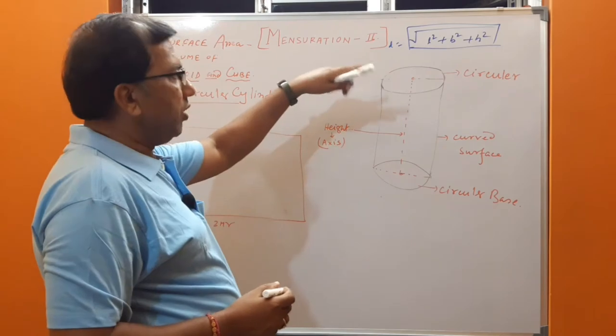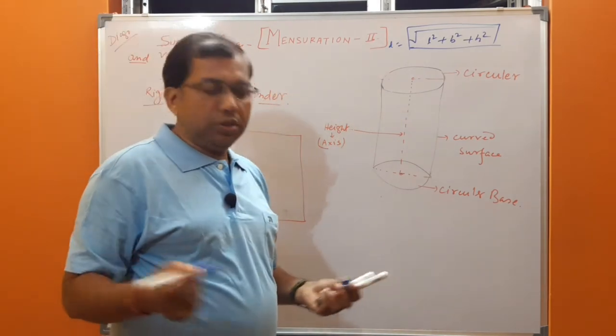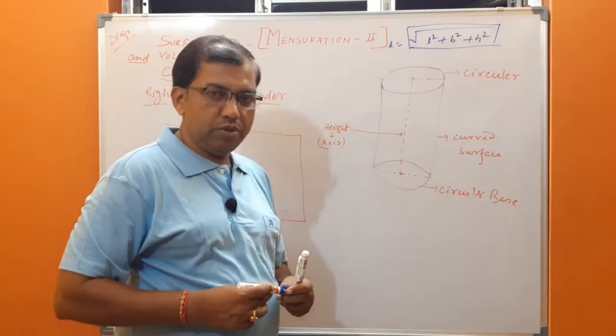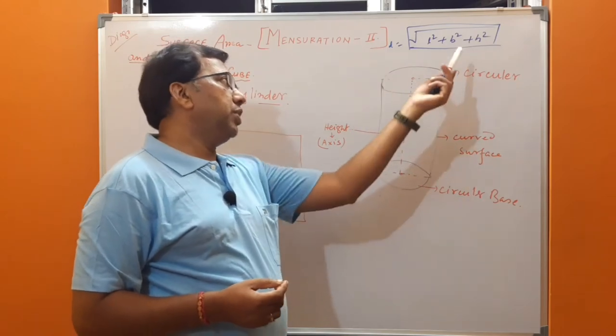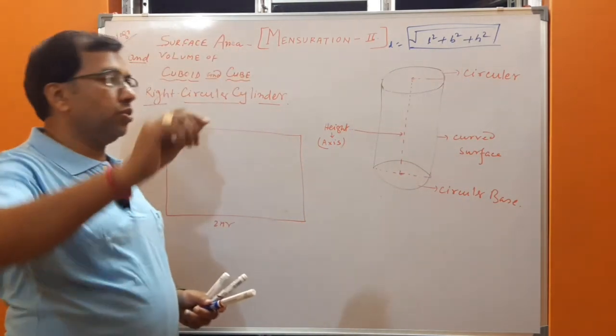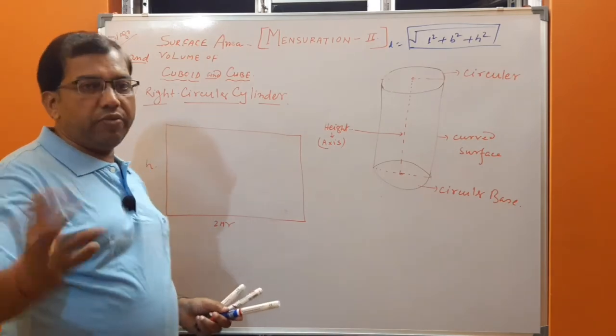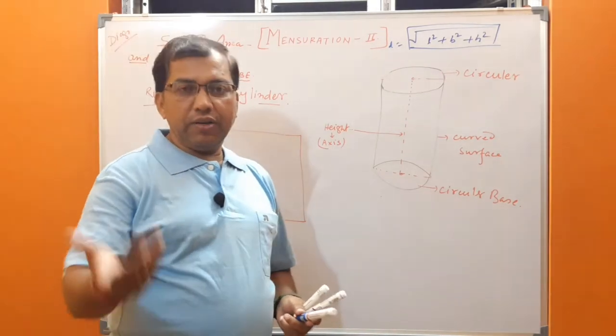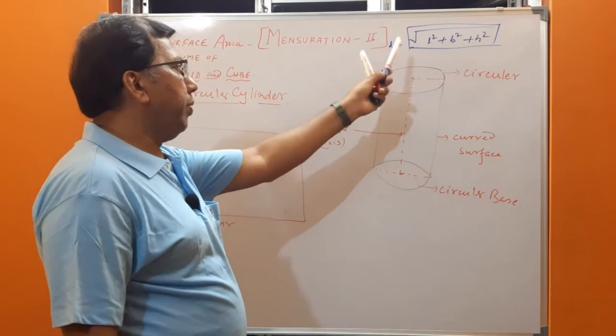From there you have to find out the sum, volume, sides, and surface area also. The diagonal will be given. From this formula you have to find out L square, B square, H square equals to something. Then you have to find out L plus B plus C, whatever. So it is required to remember.